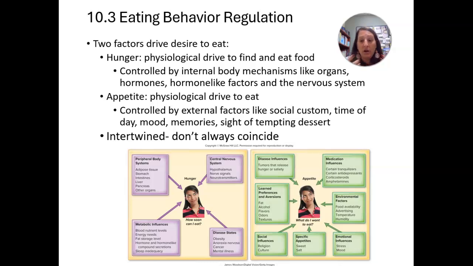So you could be hungry, right? You can have those internal cues of hunger, and you may not have an appetite. Or you may not have internal cues of hunger, but you still might feel this drive to eat because you have an appetite. Okay, so again, they don't always coincide, but they are intertwined. And at the bottom here in this figure, it just shows some of the things that trigger hunger, and then some of the things that trigger appetite.